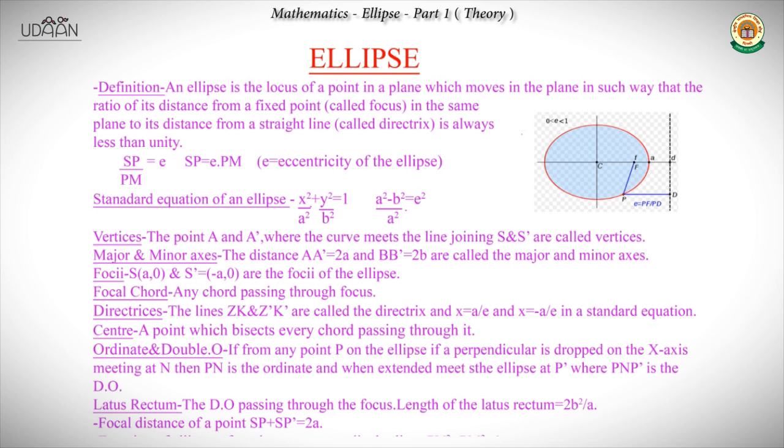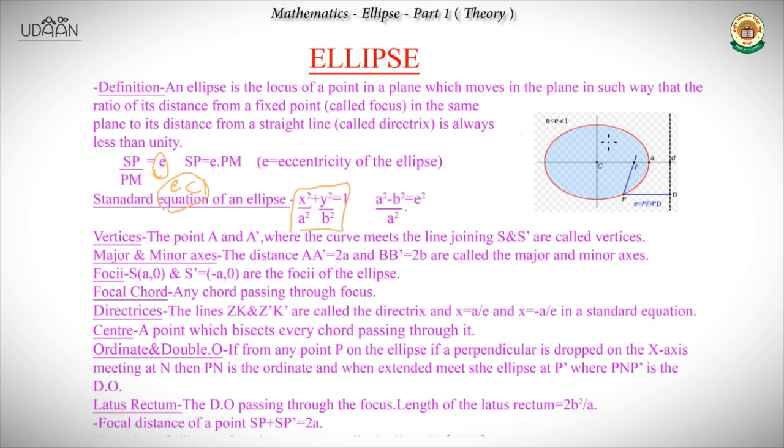Now the definition of an ellipse. An ellipse is the locus of a point in a plane which moves such that the ratio of its distance from a fixed point, which is a focus, and a fixed line, the directrix, is less than unity, which means the constant is less than 1. And the standard equation of an ellipse is x square by a square plus y square by b square equals 1.